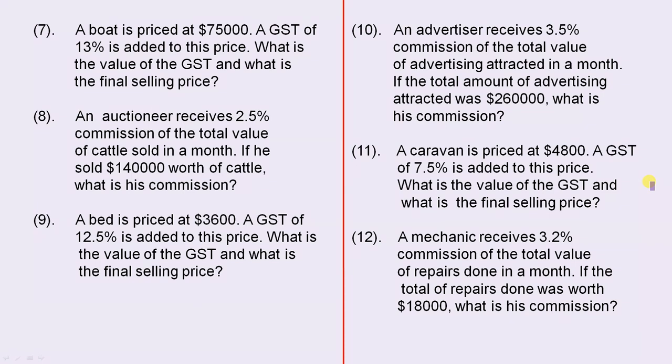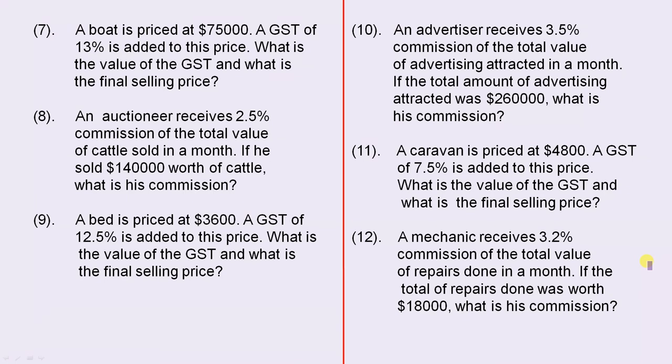A caravan is priced at $4,800. A GST of 7.5% is added to this price. What is the value of the GST and what is the final selling price? And finally, a mechanic receives 3.2% commission of the total value of repairs done in a month. If the total of repairs done was worth $18,000, what is his commission?